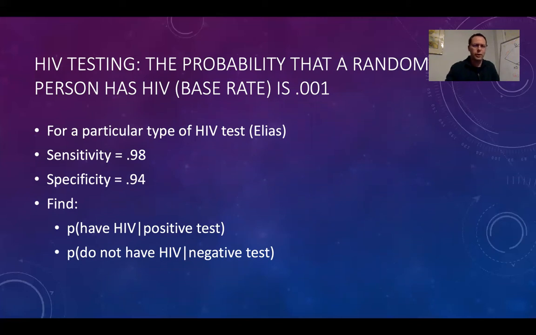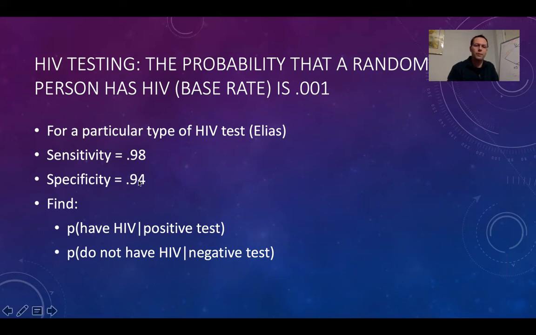I just got this out of a book. So it said for a particular HIV test called the Elisa test, the base rate is 0.001. That means this is kind of the percent of people in the population that have HIV. That's the base rate. The sensitivity of this particular test is 98%, so that seems pretty good. There's a 98% chance that if they have it, they find it with the test. And the specificity is 94%.